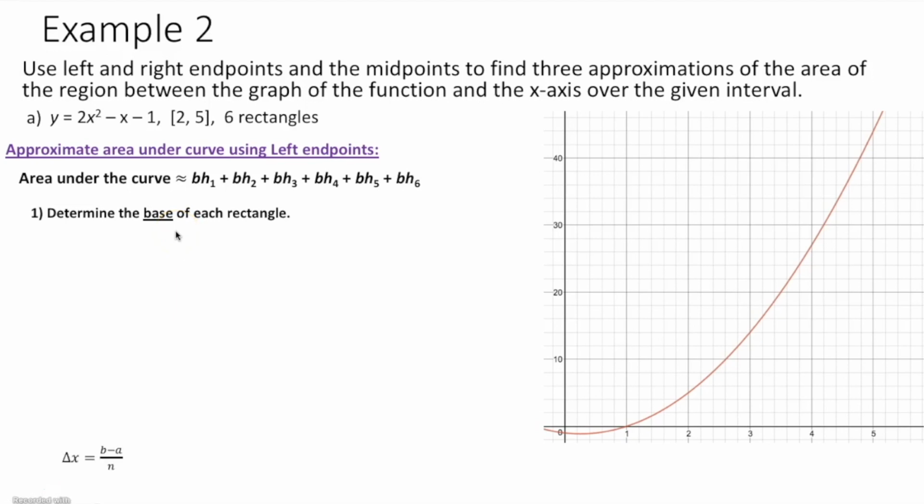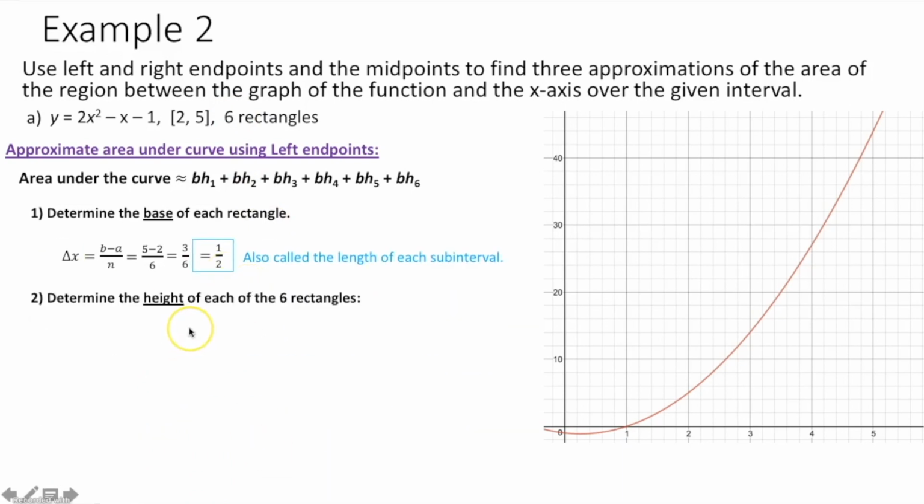We find that by using our formula, delta x is equal to b minus a over n. A is 2, b is 5, n is the number of subintervals, which is the number of rectangles, which is 6. So we plug those in, and we end up getting 3/6, which again is 1/2. Now, that's the length of each subinterval. So let's go ahead and start determining the height of these rectangles.